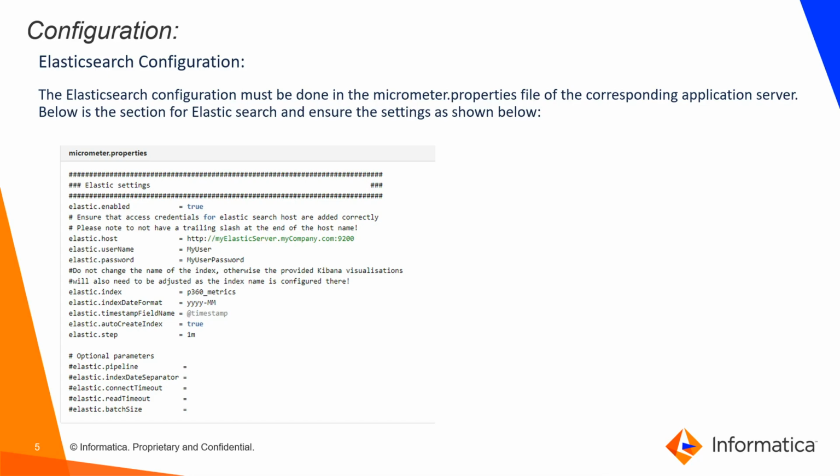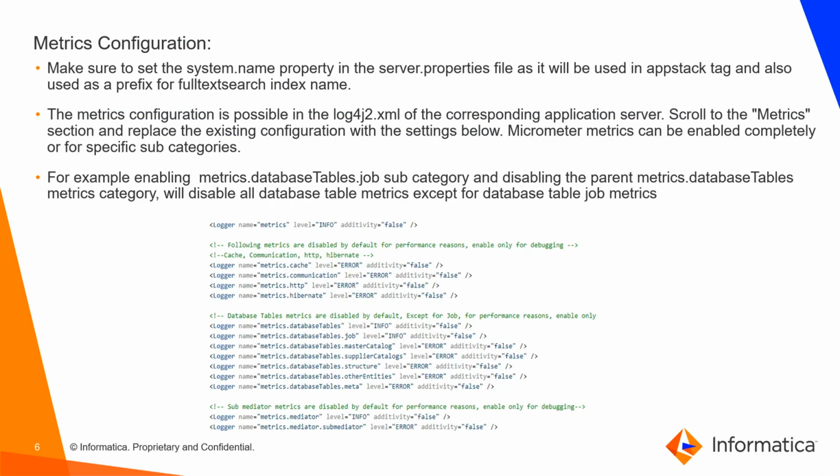For example, elastic.enabled equal to true, elastic.hostname equal to the hostname of the Elasticsearch server, followed by the username and password of the Elasticsearch server, etc. In Micrometer configuration, we have to make sure to set the system.name property in the server.properties file, as it is used in the abstract tag and also used as a prefix for the full text search index name.